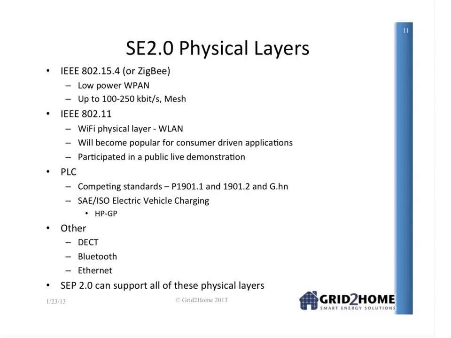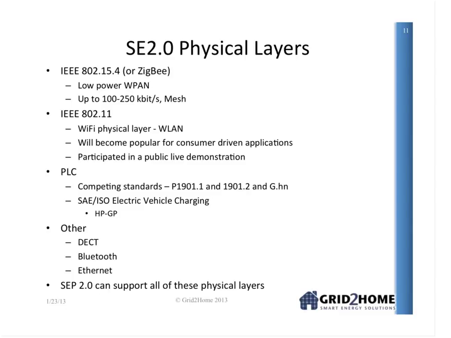So 802.15.4 radio is what's known as Zigbee, although it's not exclusively used by Zigbee. It's an IEEE standard. It's a wireless PAN. It's a mesh technology. It's very low speed, but it's also very low power. Okay, physical layer. 802.11 is what everyone knows as Wi-Fi. It's already prevalent in the house, and you wouldn't notice.